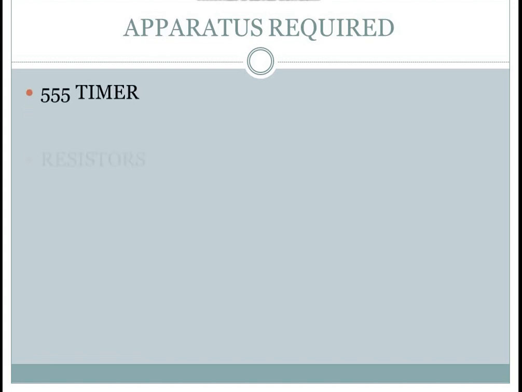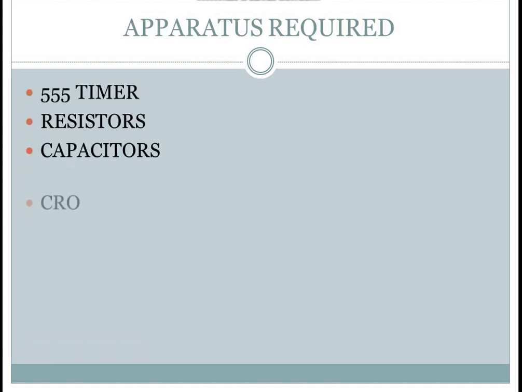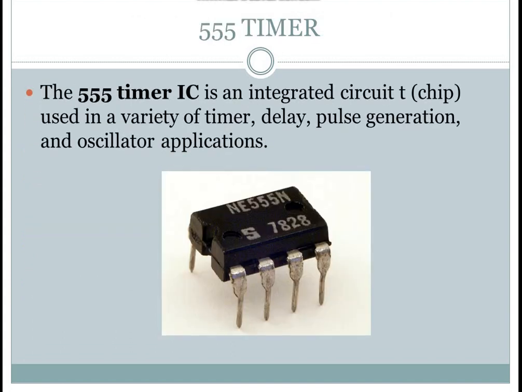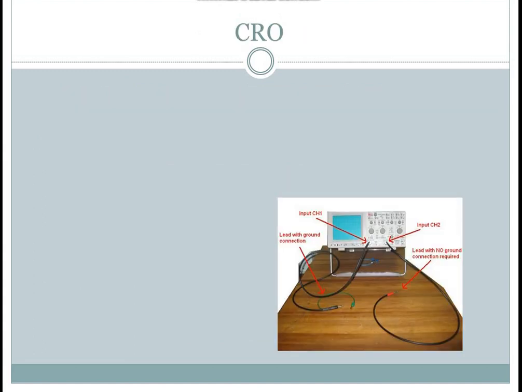Apparatus: 555 timer, resistor, capacitor, CRO, RPS, breadboard and some connecting wires. These are required for this experiment. The 555 timer is an IC chip used for a variety of timer, delay, pulse generation and oscillator applications.